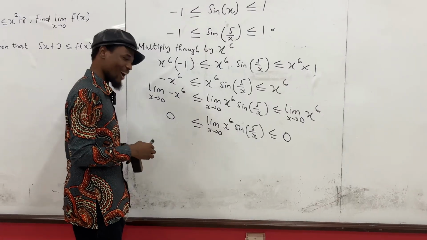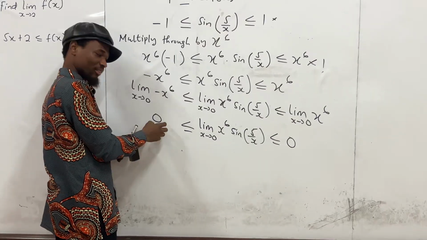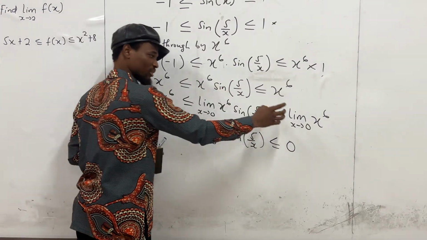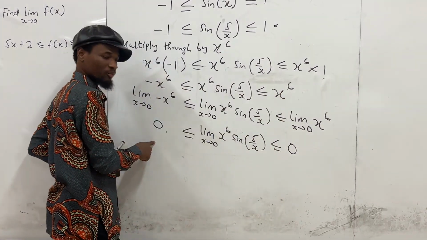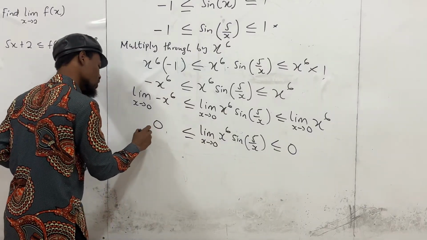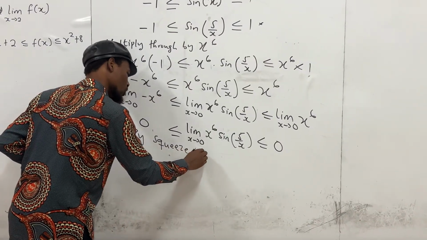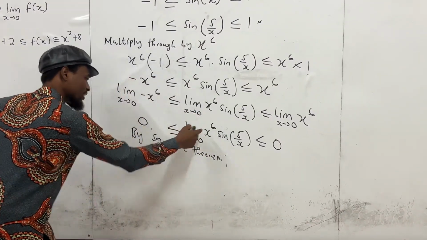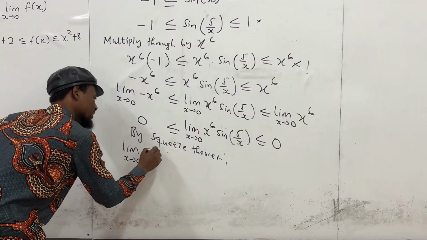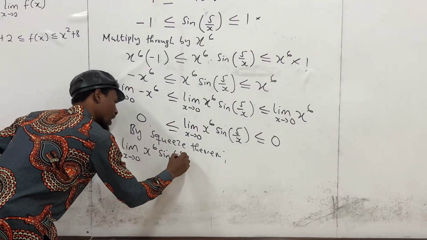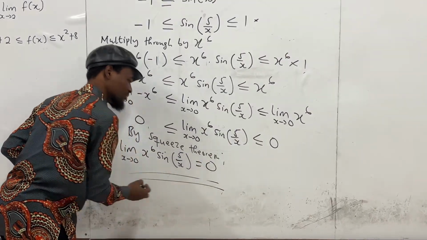Now, do you remember what happens? Since the left hand side of this limit is equal to the right hand side, the far ends have the same value, then by the squeeze theorem, or the sandwich theorem, you can say the limit of the middle function x to the power 6 sine of 5 over x is equal to 0. As simple as that.